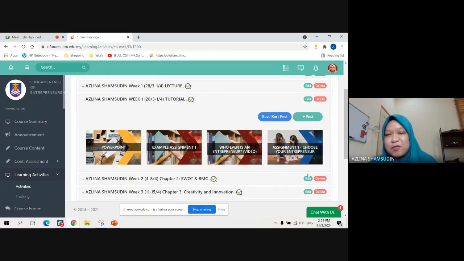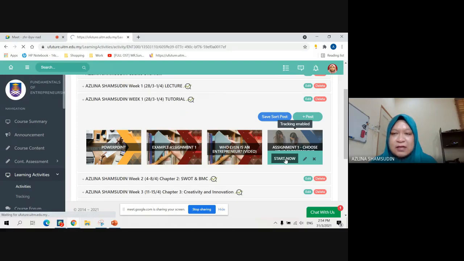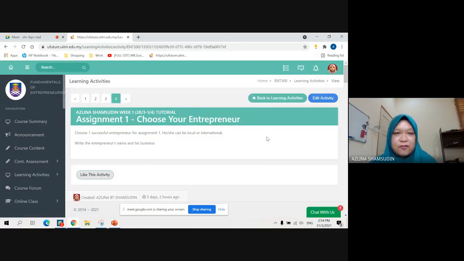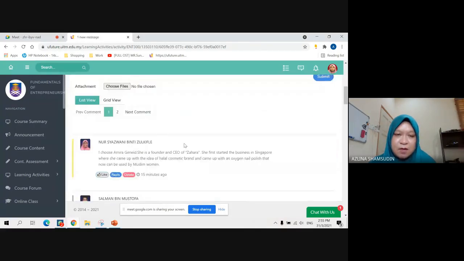Next is the assignment 1, choose your entrepreneur. Yang ni dia ada tracking, okay. So means that you have to do lah. Bila you dah buat tu, baru dia kira as your attendance for this week, okay. Choose one successful entrepreneur for assignment 1. He or she can be local or international. Write the entrepreneur's name and his business. So you comment lah dekat bawah sini.